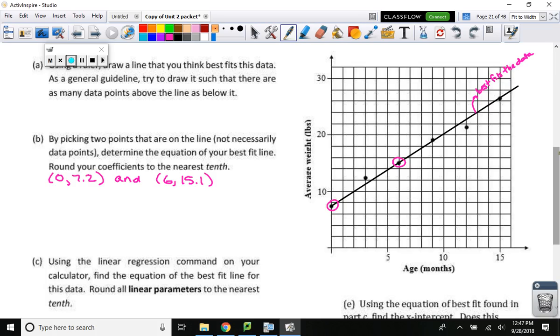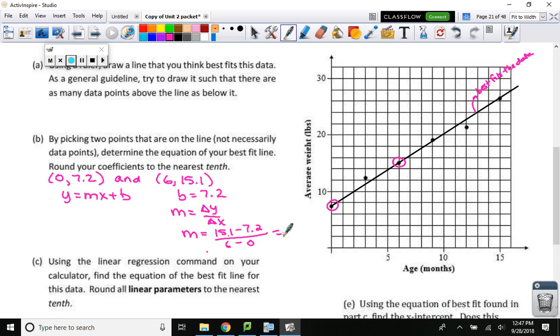So it says determine the equation. Okay, so this is what we did the other day. We need to find the slope. Since I have a y-intercept, I could use that y = mx + b format. Because I already have the y-intercept, I already know b is 7.2. And then I can find the slope. So slope, we said, equals delta y over delta x, change in y over change in x. So 15.1 minus 7.2 over 6 minus 0.